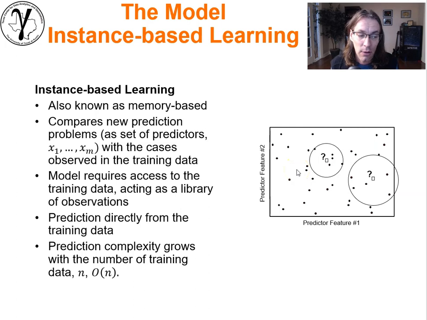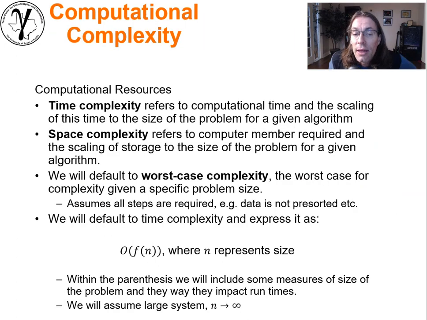That's instance-based learning. The model requires access to the training data. The training data is acting like a library of observations that we're drawing knowledge from. Predictions are directly from the training data, and we should mention that prediction complexity grows with the number of training data that we have. And this will come up again and again. This means that with more training data, every single time we query the model, it's going to cost more to make that prediction. So this is a good time to stop.